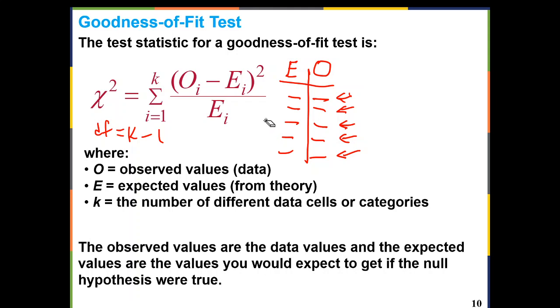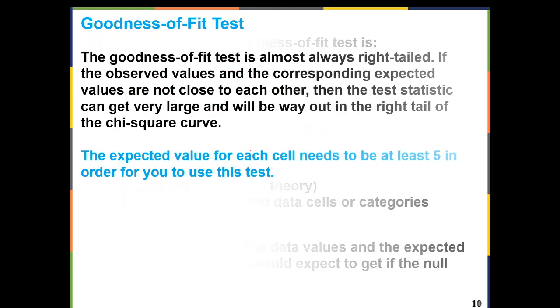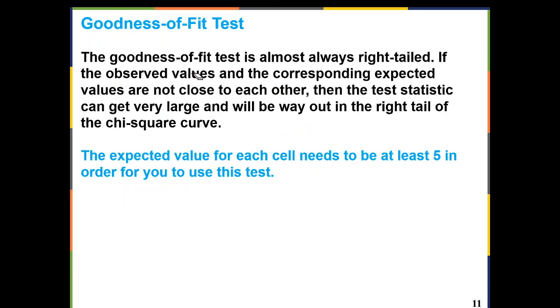Okay, so now let's do that. The goodness of fit test is almost always right-tailed. If the observed values and the corresponding expected values are not close to each other, then the test stat can get very large, right? So how does this work?